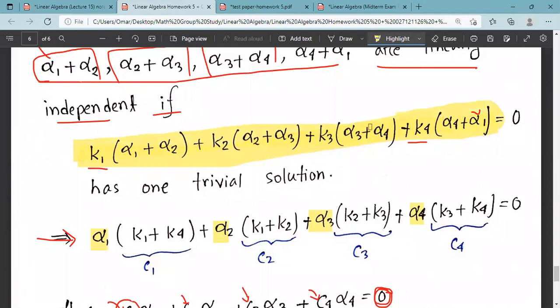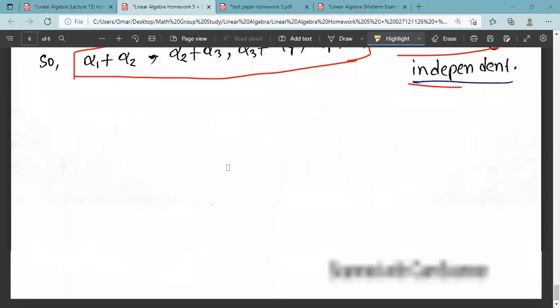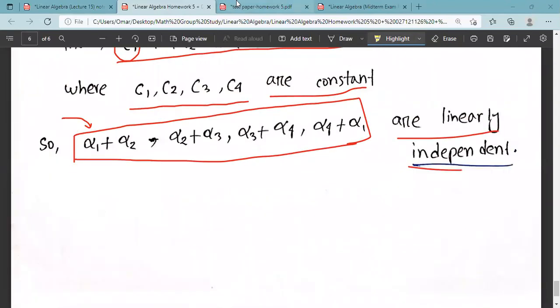So guys, did you understand? Okay, so we can continue. Okay, so here's the end of homework 5.